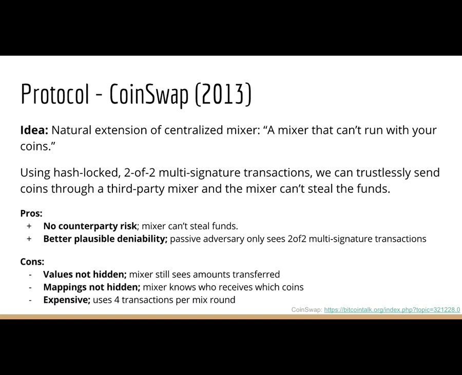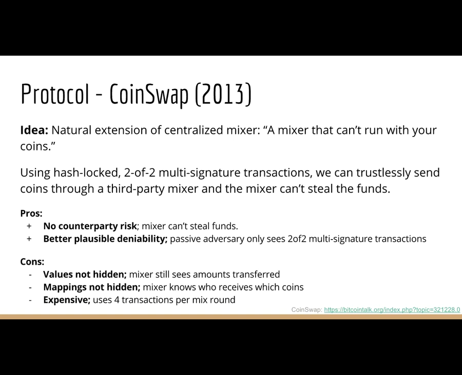The key idea here is, what if we could make a natural extension of a centralized mixer? A mixer that can't steal your funds, basically. And so he outlines this protocol. I'm not sure if you're familiar, but it works with special hash time lock verify, 2 of 2 multisig kind of transactions. It uses 2 escrow transactions and 2 redemption transactions to mix funds through a centralized mixer without the mixer being able to steal the funds.